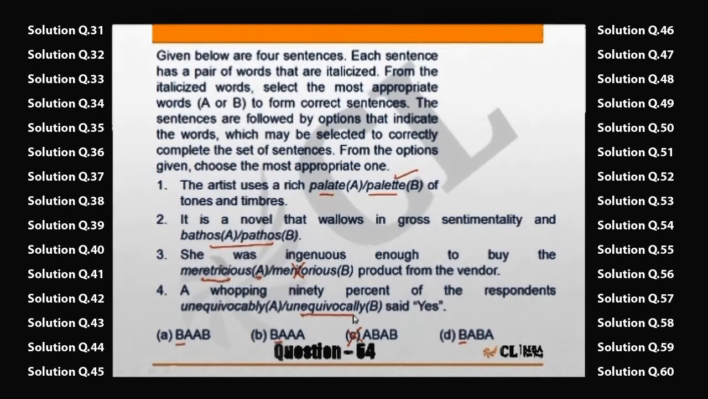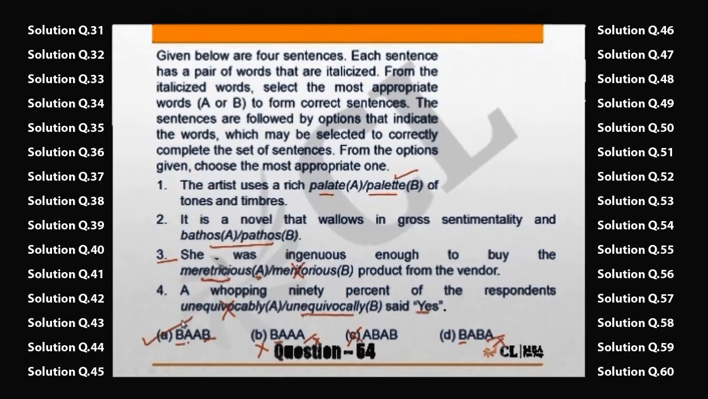It has to be unequivocally, sorry. Equivocal is speaking in two directions. That means not being sure. When you are being unequivocal, you are 100% sure, you are confirmed. So 90% said yes unequivocally, so without any doubt. So statement 4, the correct answer has to be B. A is incorrect. Statement 4 has to be B. Since this is not B, it is incorrect on account of this one. This is also incorrect. Then this is the only one. And incidentally, statement 3, meretricious, A is also yes.